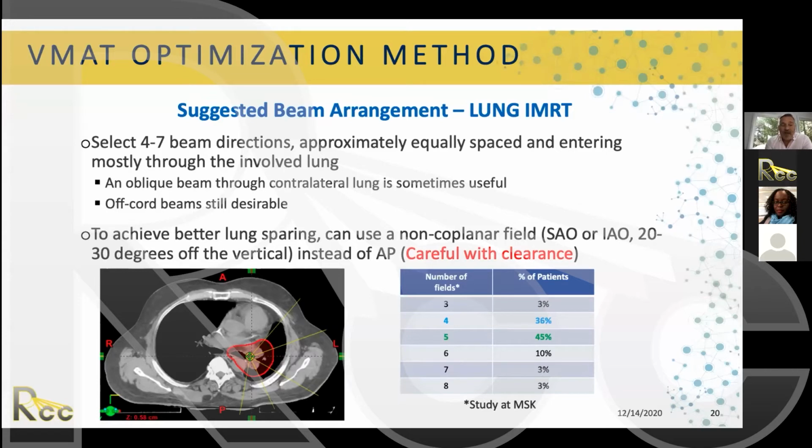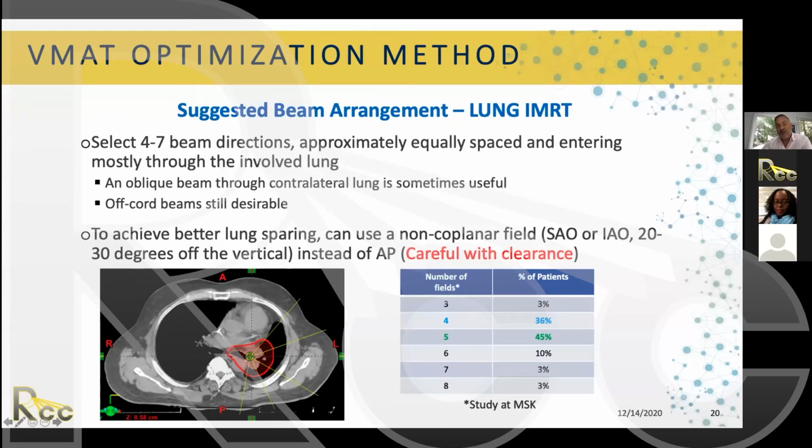Basically, an oblique beam through the contralateral lung is always useful. Maybe sometimes you can come like this, but see, for example, here you need to be careful because you have the heart right here. You want to avoid entering through the heart. So you're going to come from here and you're going to distribute the field.